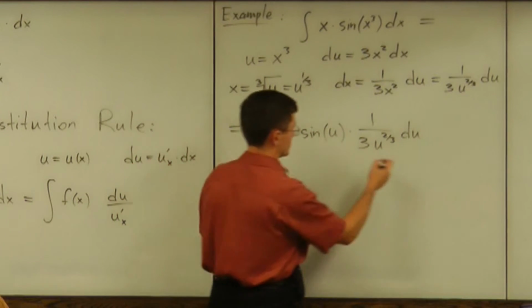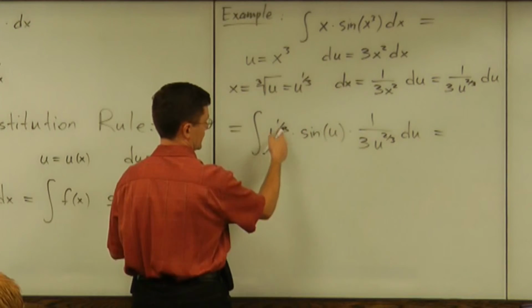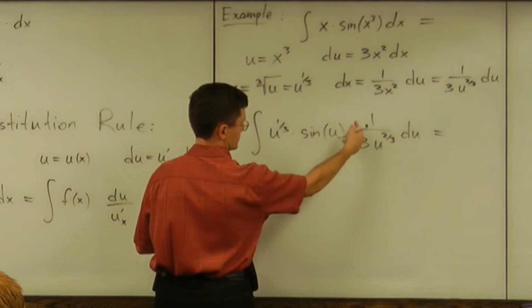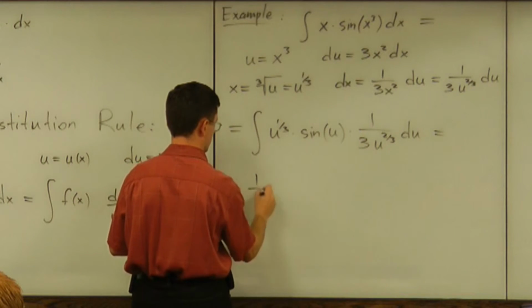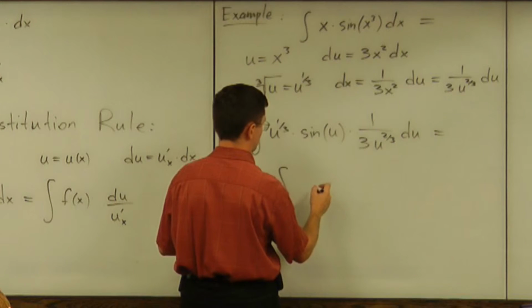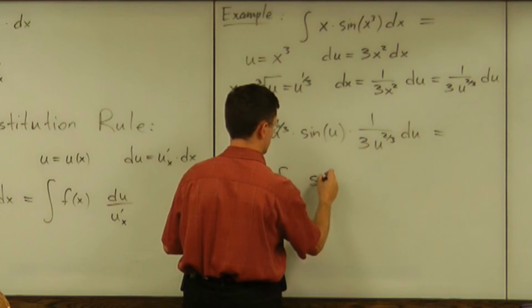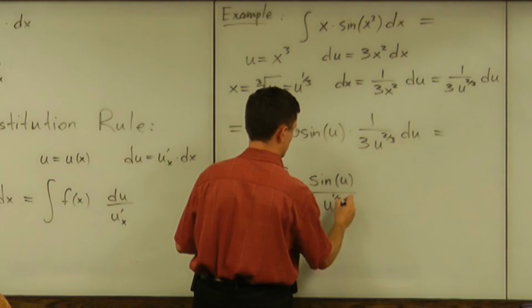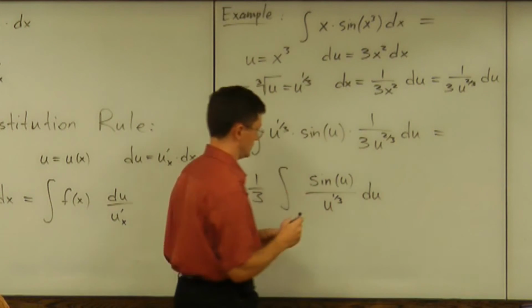And of course I can simplify it a little. The powers of u cancel, and I can factor 1/3 out of the integral. So what I have is sine of u divided by u to the power 1/3 du.